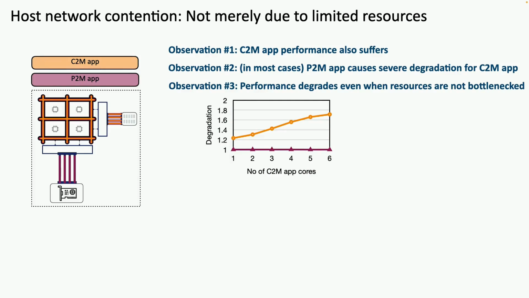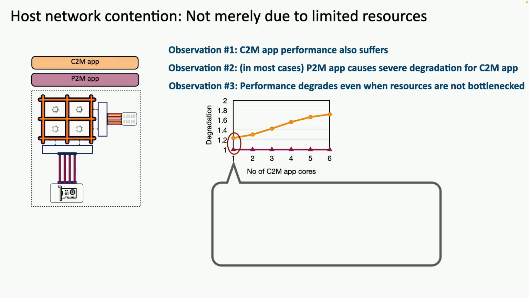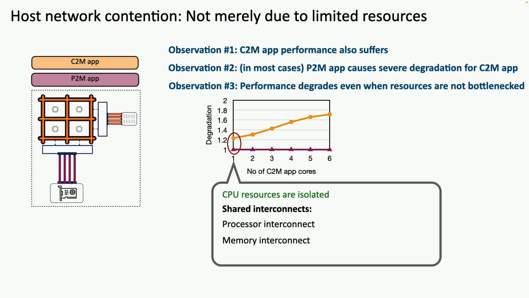To see that, let's look at this example data point in this graph where the C2M app throughput is degrading, and let's look at the resource utilization of resources in the host network. In this experiment, first of all, the CPU resources are isolated between the applications. The two shared interconnects are the processor interconnect and the memory interconnect. Here we observe that both of these interconnects are operating far from saturation in terms of bandwidth. And yet we observe this performance degradation, right?